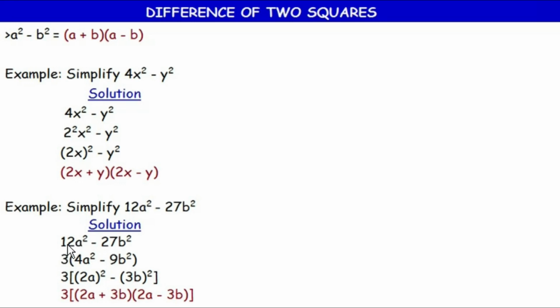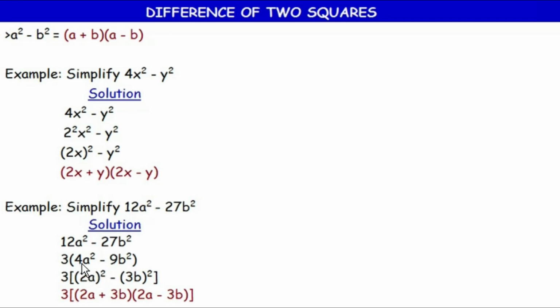So 3 can divide 12, and we can divide 27. So let 3 come out, and 3 goes into 12 4 times, so you're going to get 4a squared. Minus, 3 into 27 is 9 times, so minus 9b squared. Now when you look at this bracket, it is a classic picture of difference of two squares. 4a squared minus 9b squared. This 4 is a perfect square. This 9 is also a perfect square.